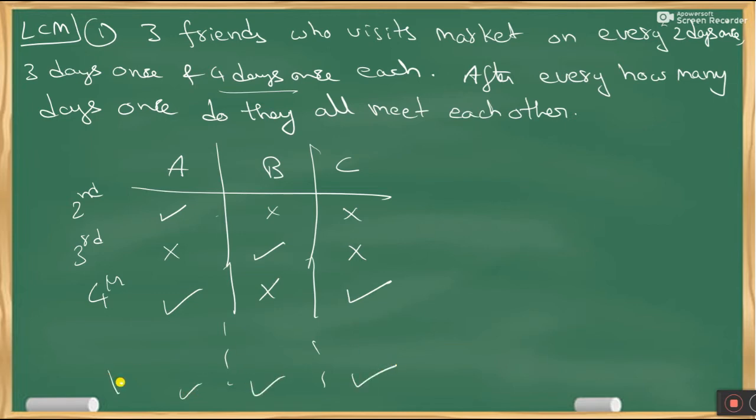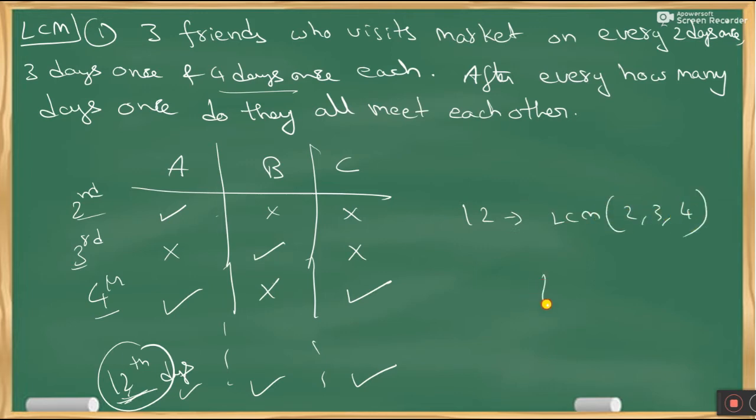So this will happen on the 12th day. On the 12th day, A, B, C will be available in the market. So they are going to meet every 12th day. Why have I taken 12? Because 12 is the minimum number that divides completely by 4, 3 and 2 as well. So 2, 3, 4 divide 12 completely. So here 12 is nothing but the LCM of 2, 3 and 4.